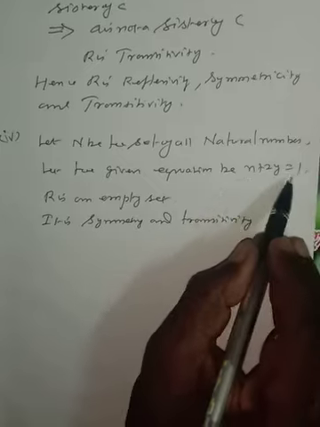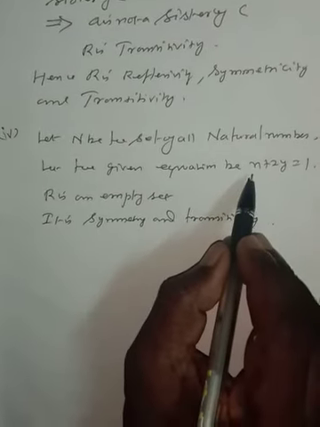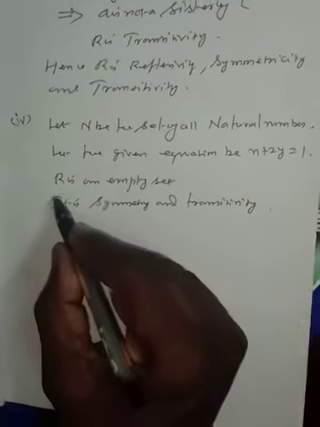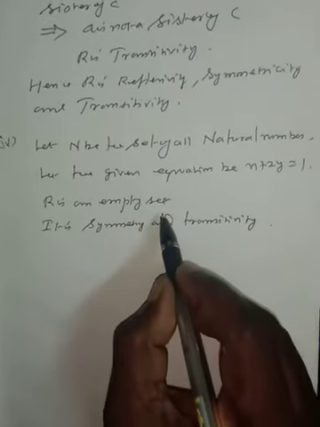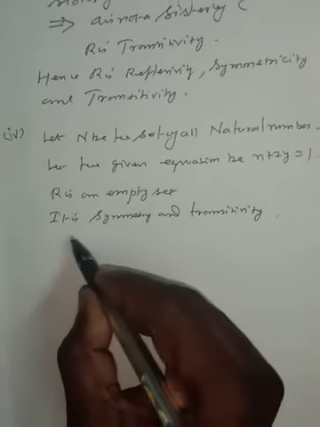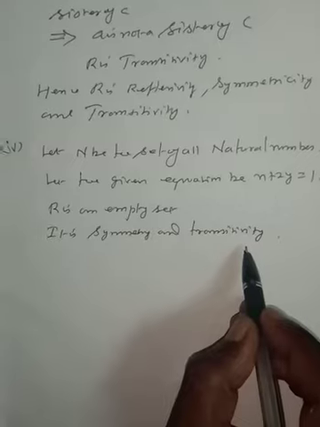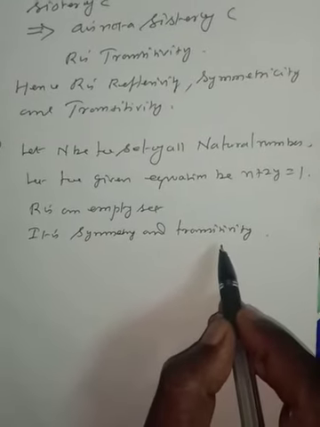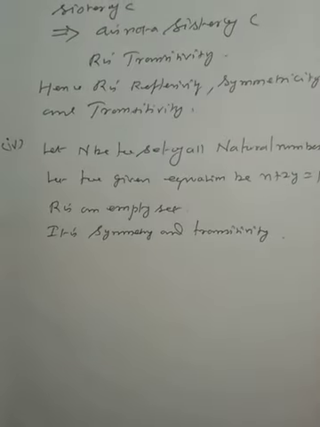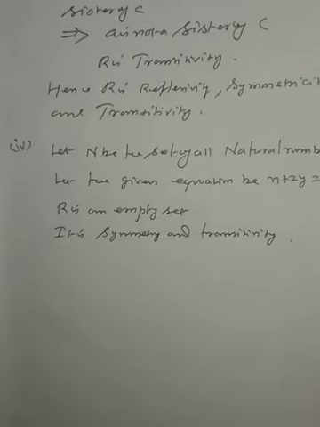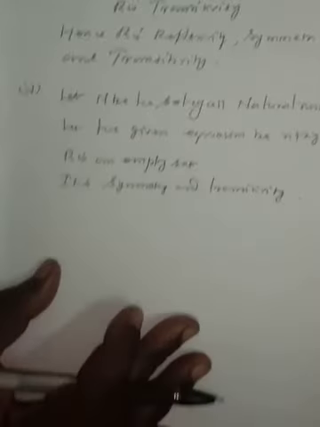Let us take the given equation using the natural numbers. R is an empty set. The relation is an empty set. Therefore, it is symmetric and transitive, but not reflexive. Okay. Next, questions 3 and 4 are the same.